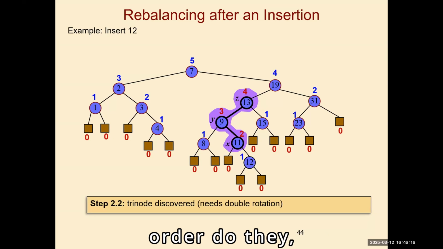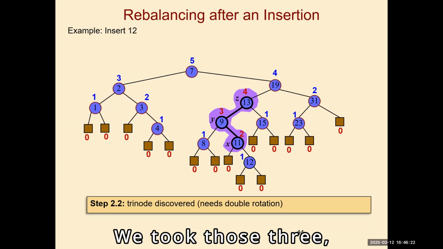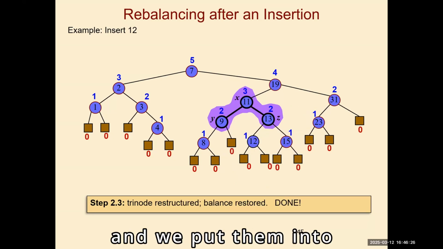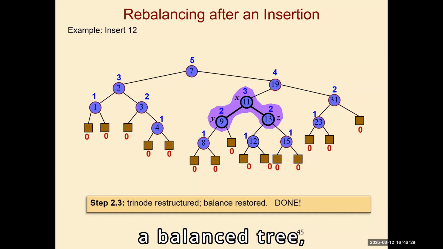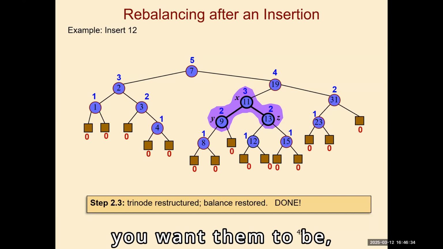We say, let's make them into a balanced tree, right? So that's all we did. We took those 3, the 9, the 13, and 11, and we put them into a balanced tree, right? If you just look at 9, 13, and 11, they're happy, right? They're just the way you want them to be, right?